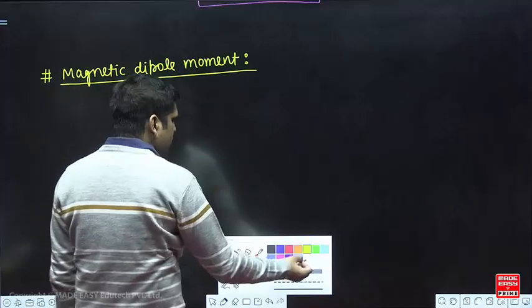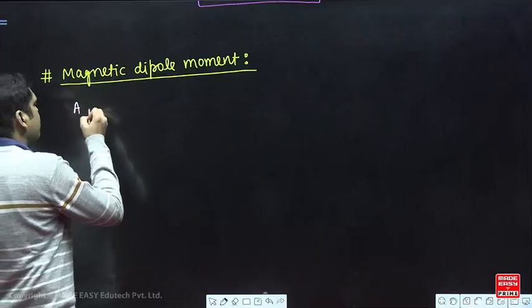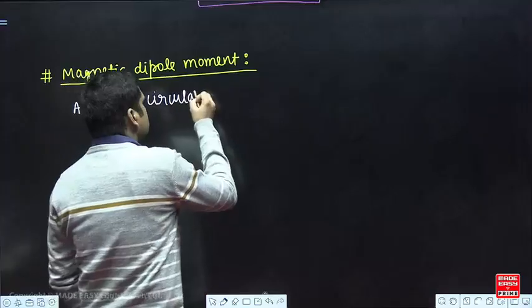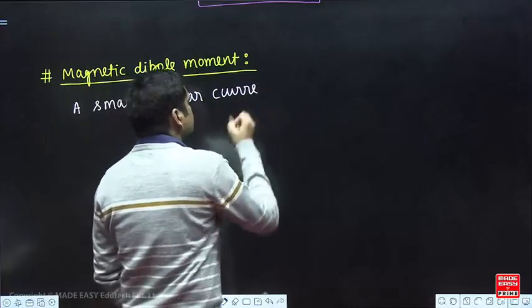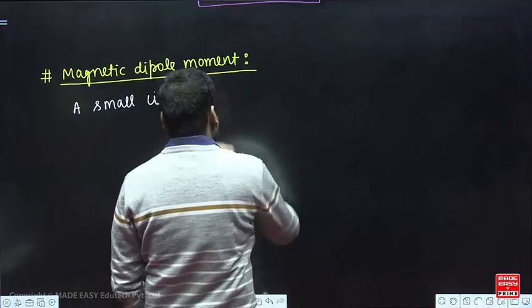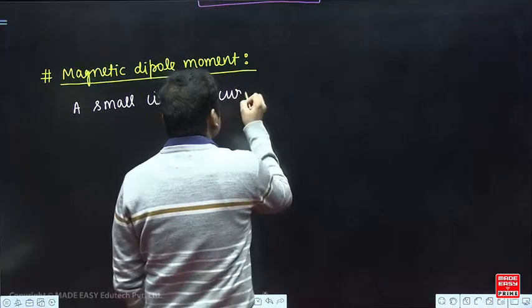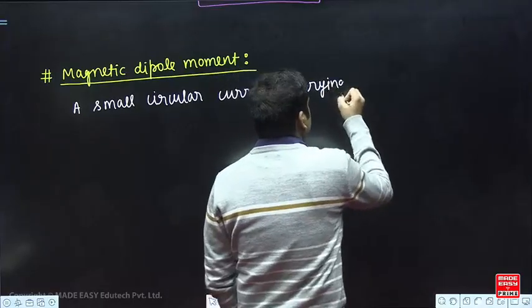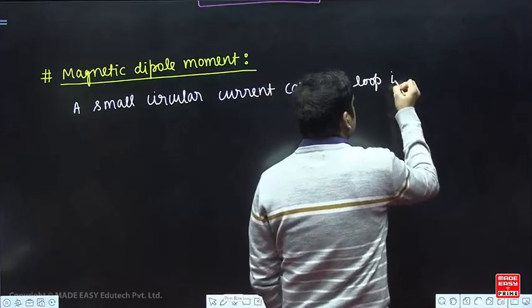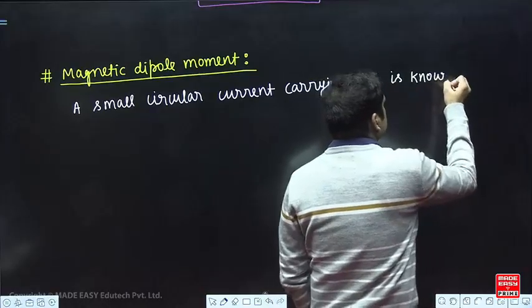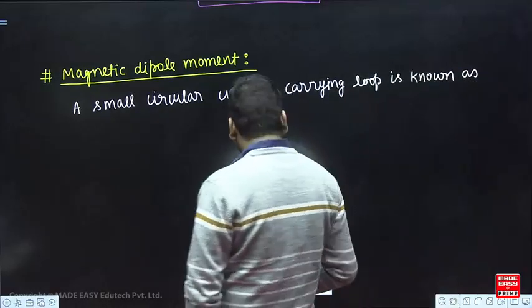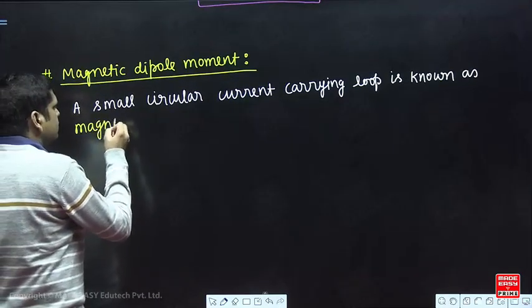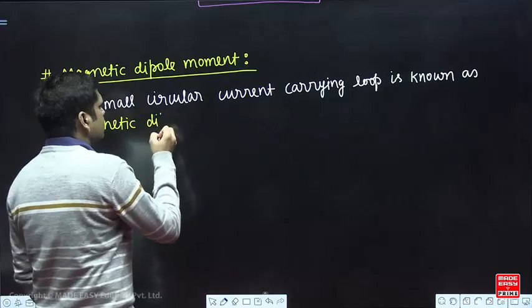A small circular current carrying loop is known as magnetic dipole. A small circular current carrying loop is known as magnetic dipole.